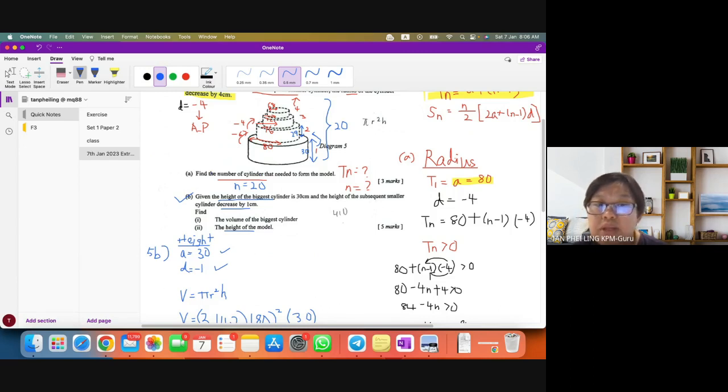Just like this one, when they ask you to find the number of cylinders, they expect you to know the interpretation is this one, where you need to know your total term and your number of terms. No matter which term it is, it will always be bigger than zero, but it's just very small and very small. Am I right? Okay, so I hope that you understand now. Is it okay?